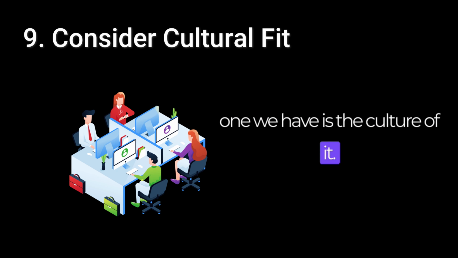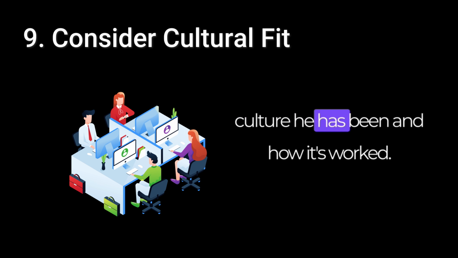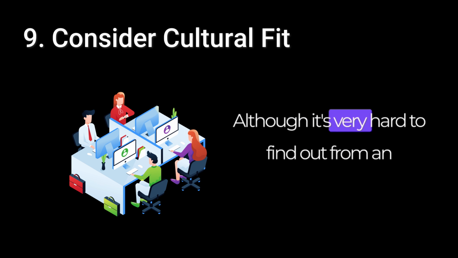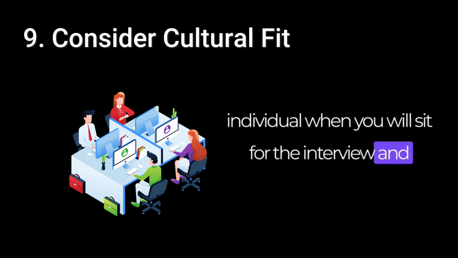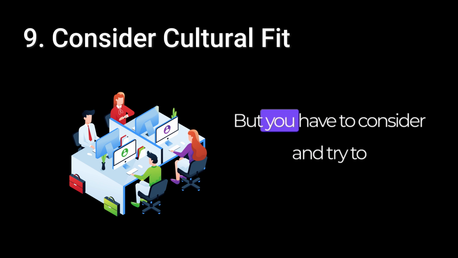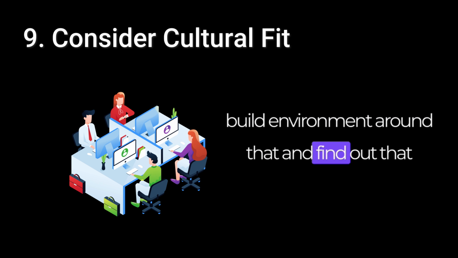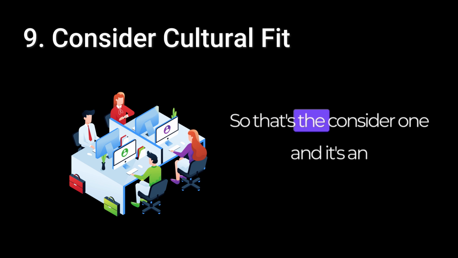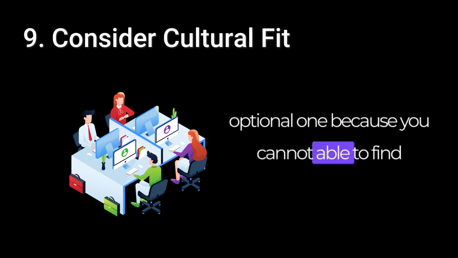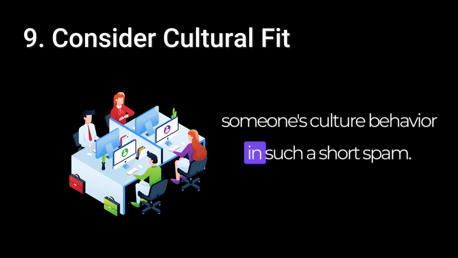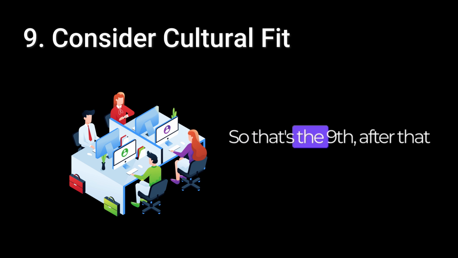So that's the 8th. Now the number 9 we have is culture fit. You have to know what kind of culture he comes from and how he works. Although it's very hard to find out from an individual when you sit for the interview and go through this process, you have to consider it and try to build an environment around that and find out whether he is the right fit or not. That's something to consider, and it's an optional one, because you cannot find out someone's cultural behavior in just a short span. So that's the 9th.